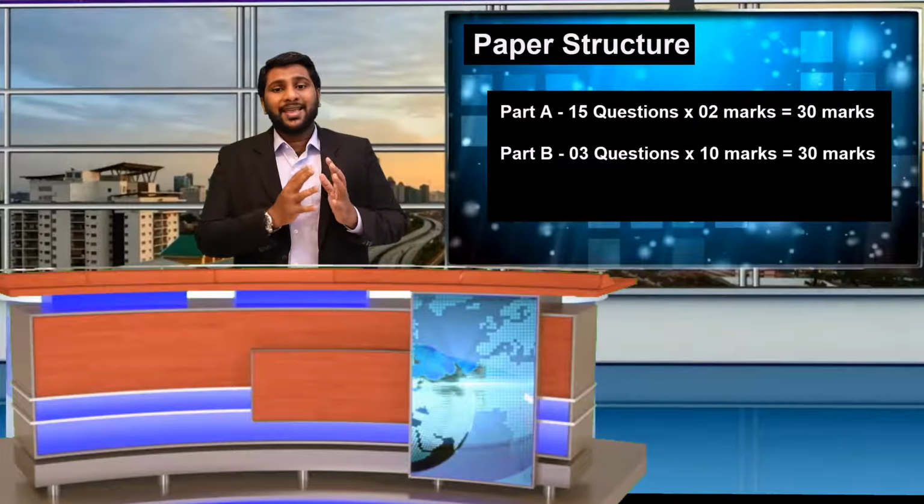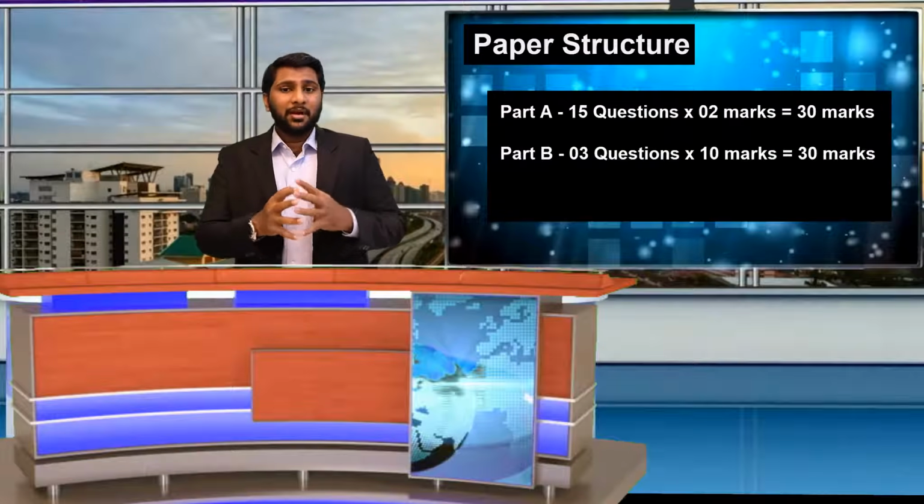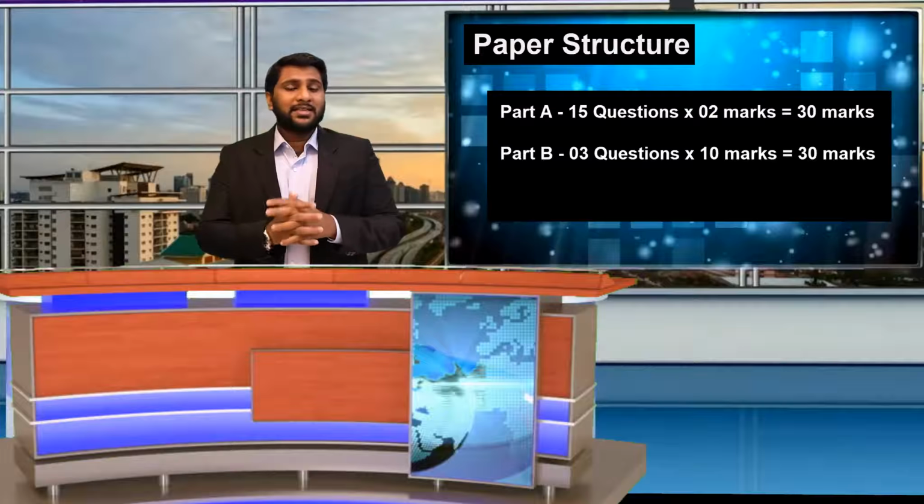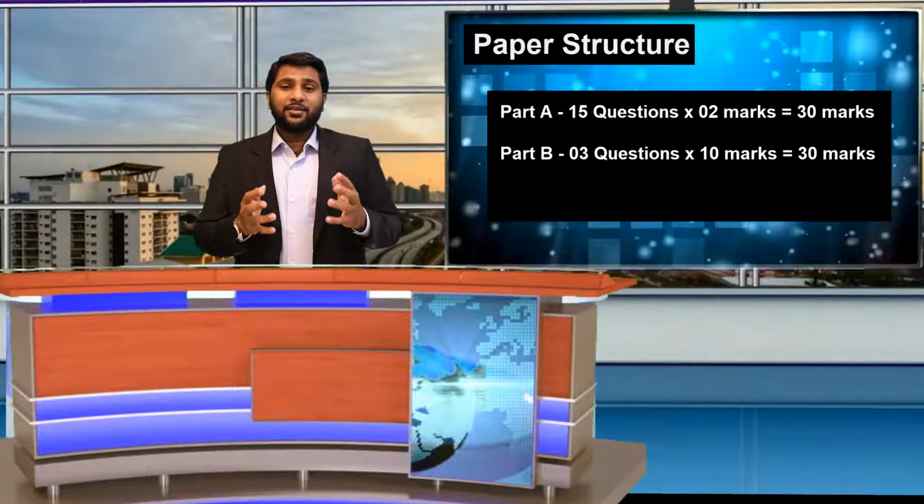So for your Part A 30 marks, Part B 30 marks. So MCQ type questions and OTQ type questions, in total you will be getting 60 marks for your financial management paper. And the last section in your financial management paper is Part C.